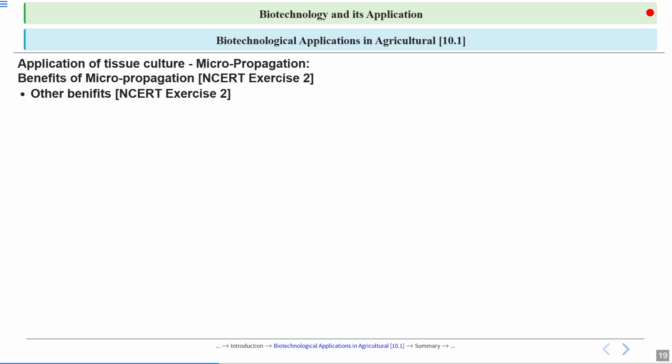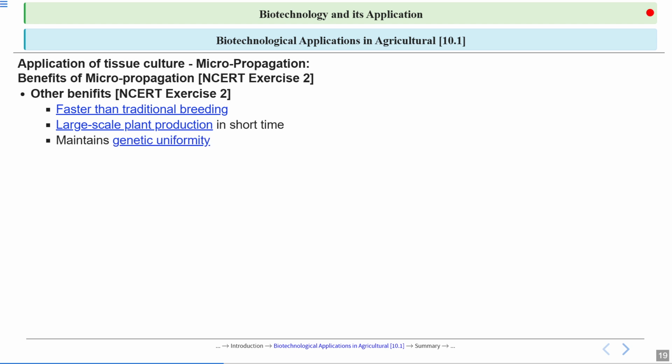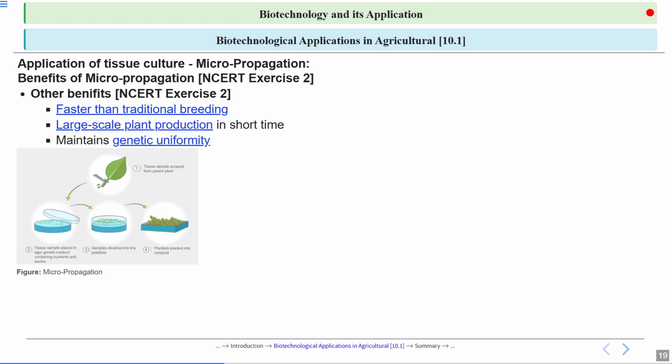Now other benefits. First of all, it is faster than traditional breeding. It can be produced on a large scale but in a short time. It maintains genetic uniformity because they are soma clones, genetically identical to their parent plant, so there will be genetic uniformity. This is the same figure.